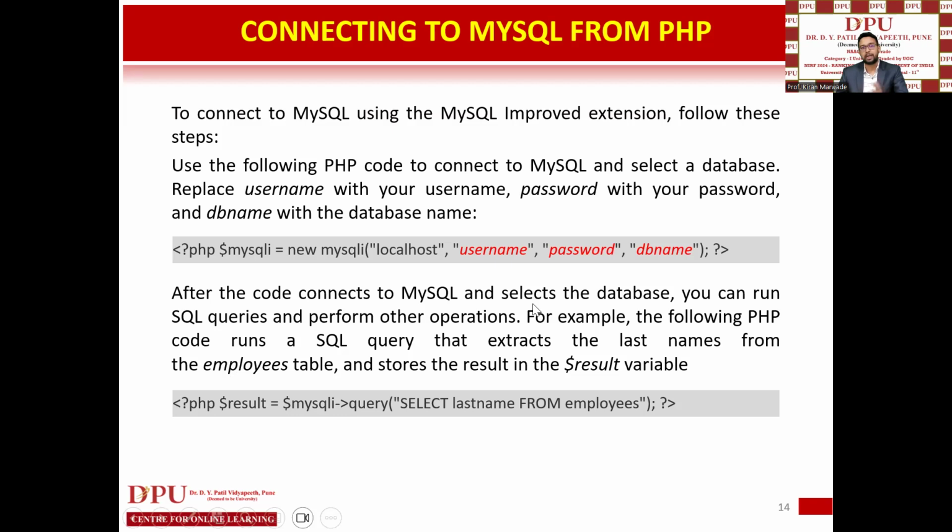After the code gets connected to MySQL, you need to select the database on which you wanted to run the SQL queries and perform operations like inserting the data, creating some tables, or retrieving and deleting the data. To do all these things, you need to mention that. For example, the following PHP code runs a SQL query that extracts the last name from the employee table and stores the result in a result variable.